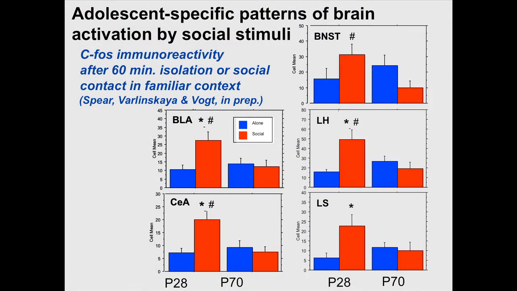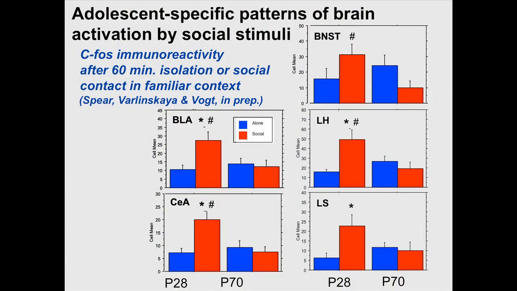Here is another illustration of how adolescents respond differently to social stimuli than do adults. This is a set of data that we're just now getting ready to submit for publication that to me are really mind-boggling. This is a study where we were looking at the response to a very low dose of alcohol, either in a social situation, so they were given alcohol and then put for an hour with a social stimulus, a same-sex, same-aged animal, or by themselves.